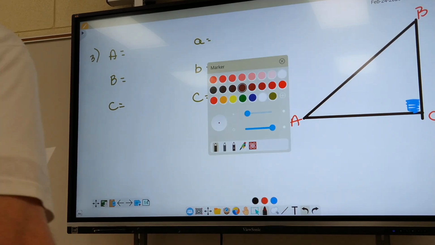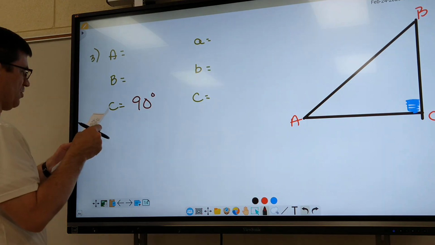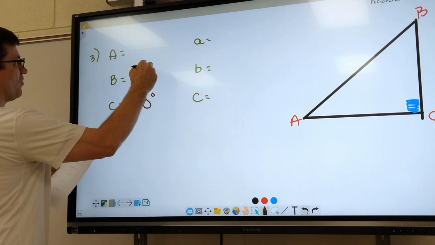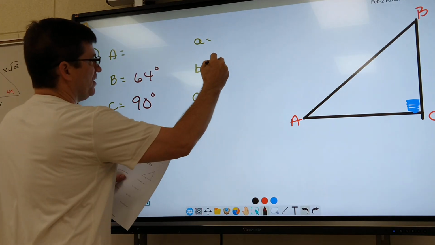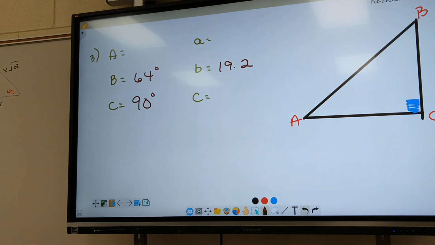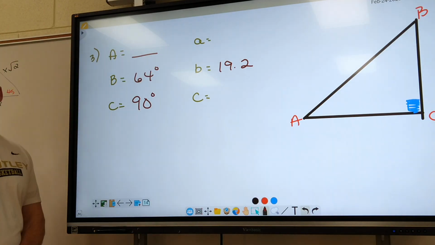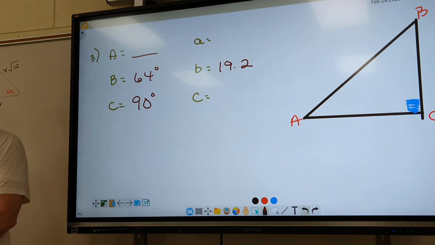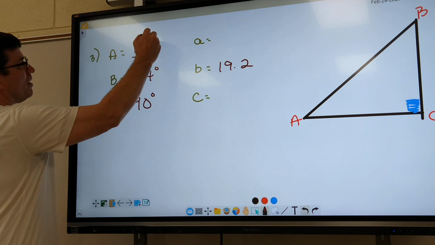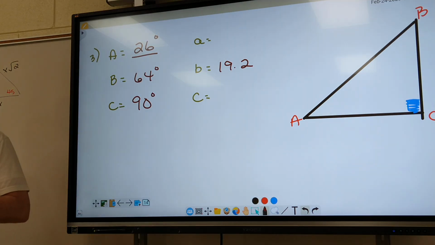Alright, so we know angle C is going to be 90 degrees. They're showing us angle B is 64 degrees, and they're showing us little b is 19.2. Alright, so first step, find angle A. I'm going to let y'all find it for me. 26 degrees. Alright, again, you just subtract those from 180 on your calculator.